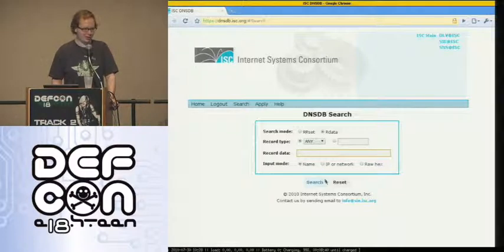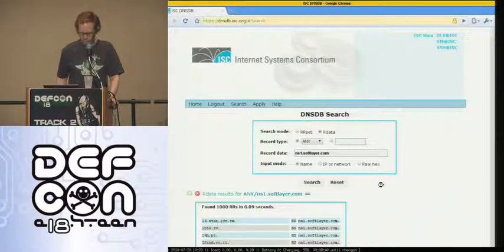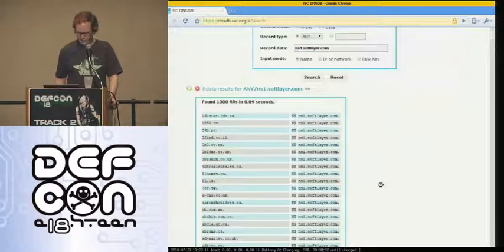The DNS originally had something called iQuery that worked very poorly, and apparently you have to build giant databases to support this. So we're going to put in a name, ns1.softlayer.com, and we want to know which domains they host. And here are 1,000 records.